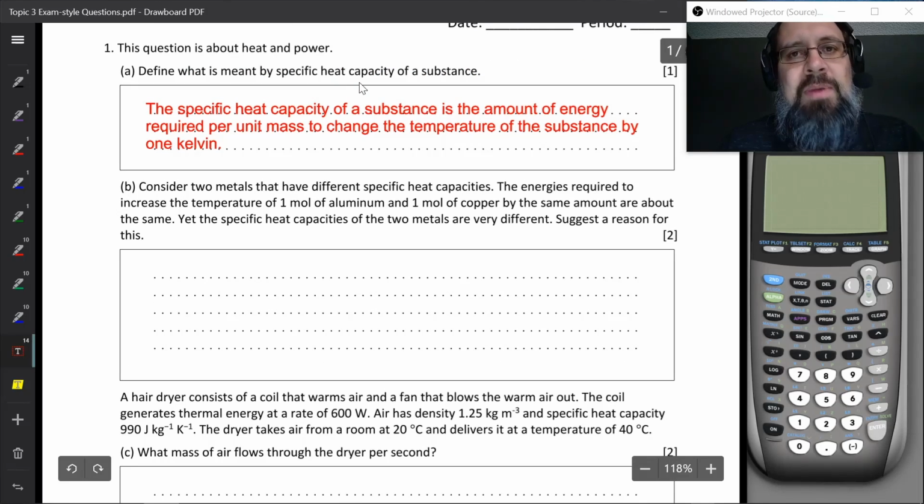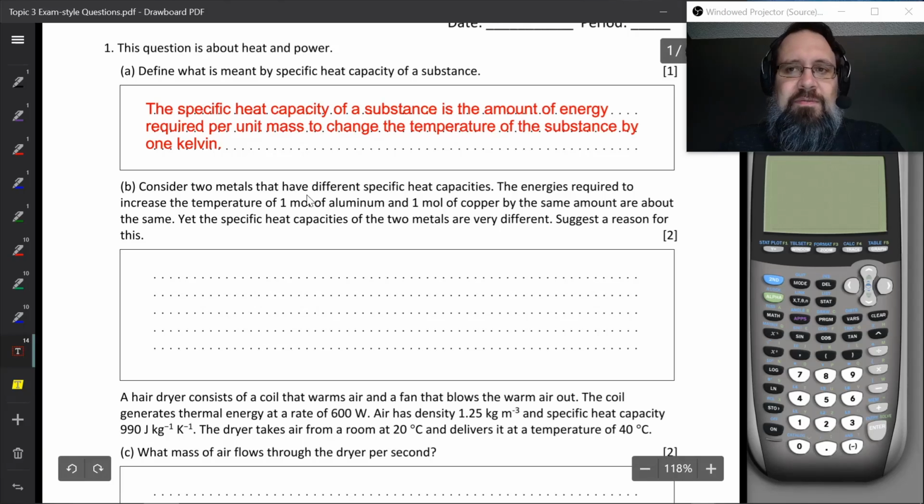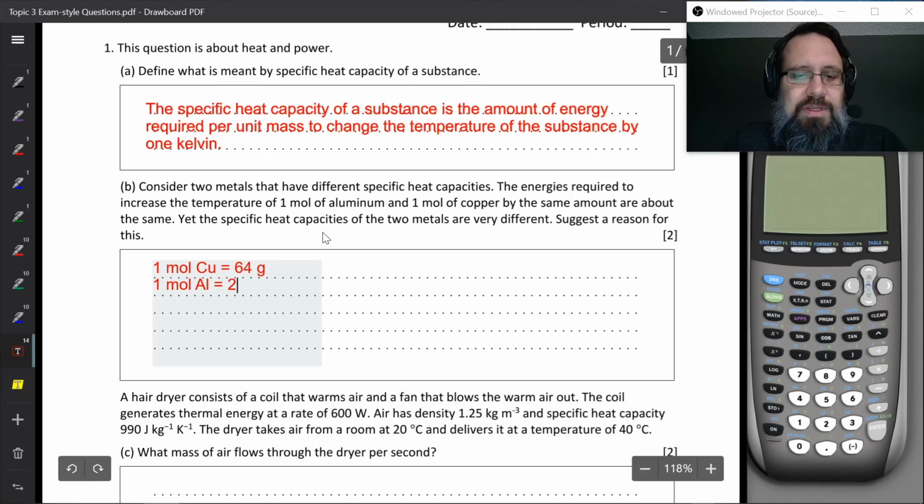Part B, consider 2 metals that have different specific heat capacities. The energies required to increase the temperature of 1 mole of aluminum and 1 mole of copper by the same amount are about the same. Yet, the specific heat capacities of the 2 metals are very different. Suggest a reason for this. If you look up the amount of mass inside each of these materials, it turns out that 1 mole of copper is equal to 64 grams, and 1 mole of aluminum is equal to 27 grams.